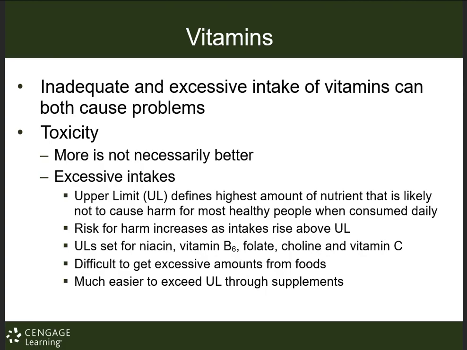It is difficult to get excessive amounts of vitamins from food. So if you eat something, say, that's got a lot of vitamin C and you eat a ton of oranges, that's not necessarily going to give you an excessive amount of vitamin C. But it's much easier to exceed that upper limit through supplementation. So we're going to talk a whole lot at the end of the lecture about supplementation. But knowing that eating foods that have a lot of these vitamins in them is not necessarily going to put you at risk for getting too much of these.